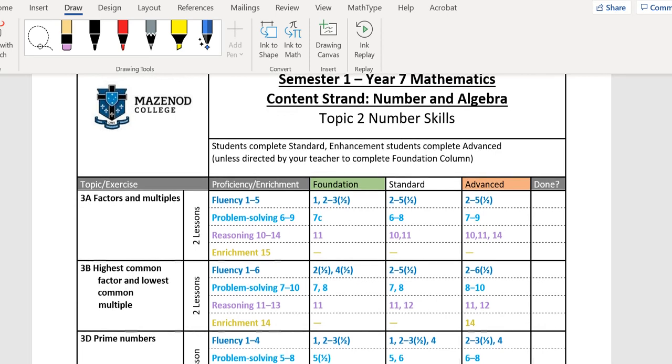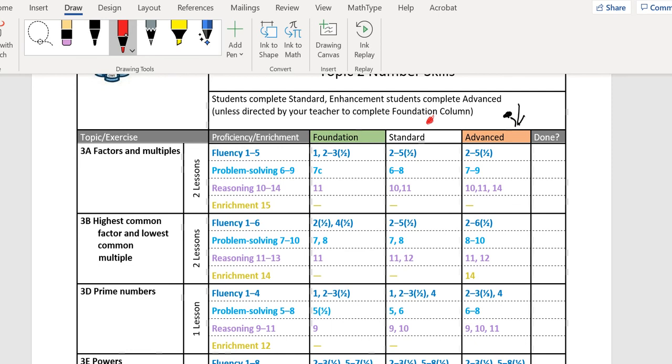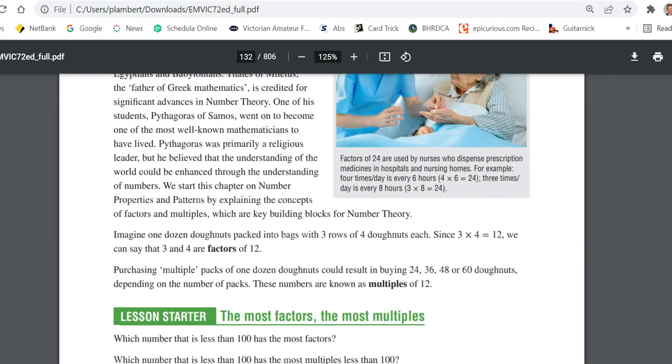the work outline. Those of you who are in Maths Enhancement, you will now do this column here, which is the advanced column. So we're moving on to chapter 3, again, number skills, but we're looking at factors and multiples. The rest of us will be doing the standard column unless we've made other arrangements. So this morning you're either doing the standard column or the advanced column. So factors and multiples, which is chapter 3, 3A.